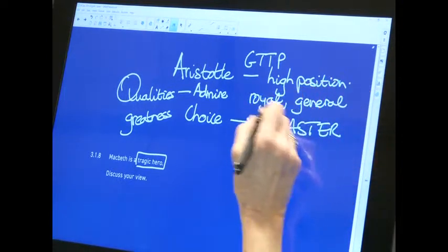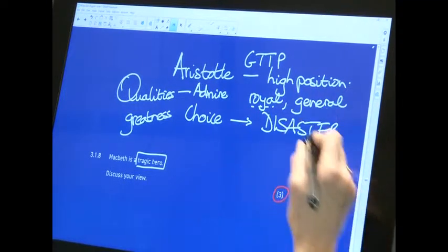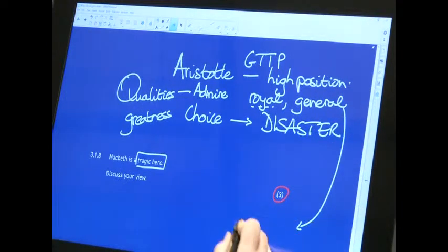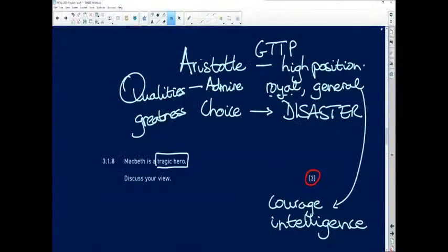So Macbeth has a high position. He's royal, but he's also a general. So if we just think about what qualities that would mean, he has courage. You can't be a general without it. I presume he has intelligence. I mean, how do you plan a battle without intelligence? He has perseverance. He's got to have leadership. Your men have to follow you into battle. They can't leave you there. So he's got to have leadership qualities. So he's got some kind of charisma, courage, and intelligence.